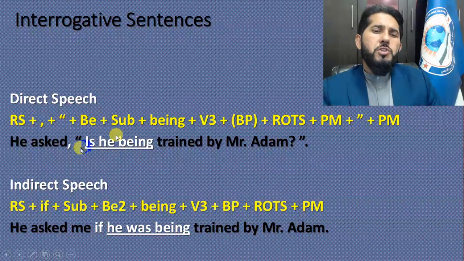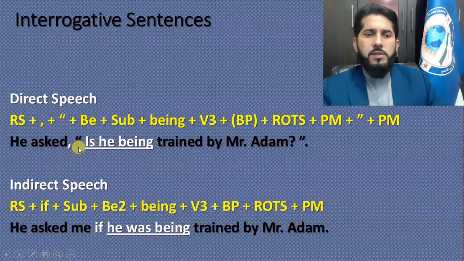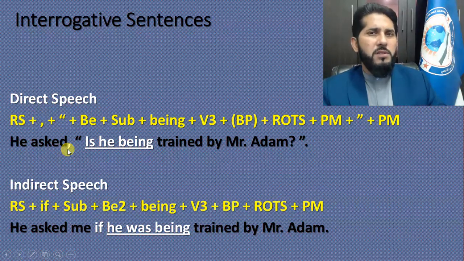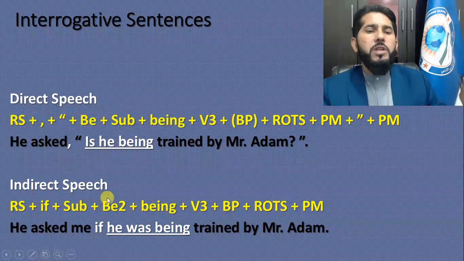Interrogative sentences, or yes/no questions. Okay, there's just one difference. Like in affirmative sentences and negative sentences, you needed the conjunction that. Okay, but here you need the if.